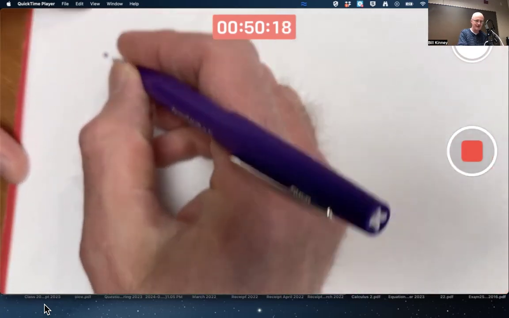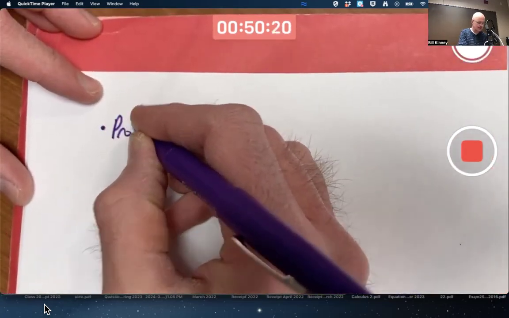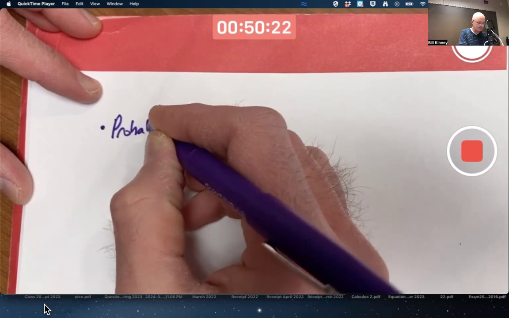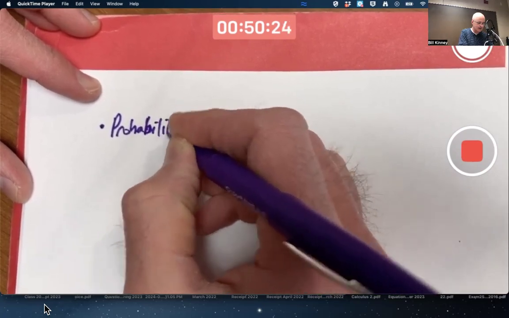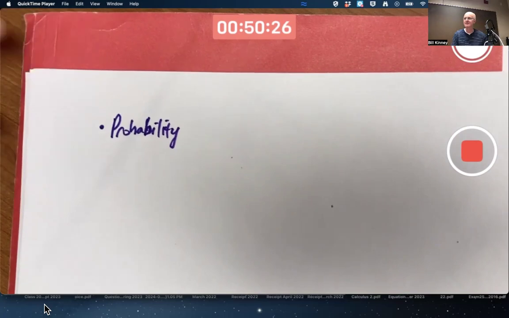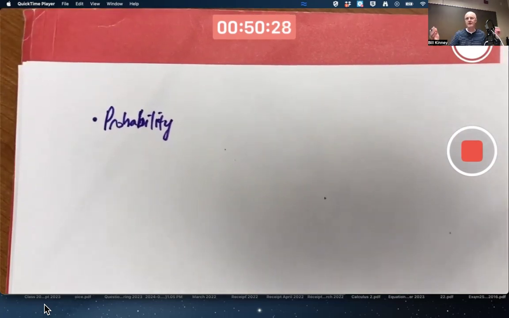Take a breath. What about probability and random variables and all that stuff? Probability. We are talking about continuous models. Of course, there's discrete probability too, like flipping a coin, right? Could come up heads, could come up tails.